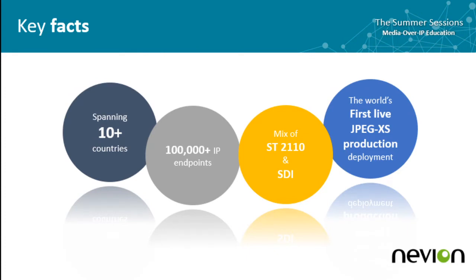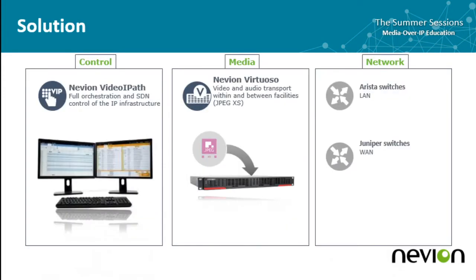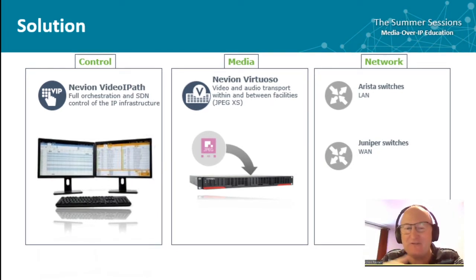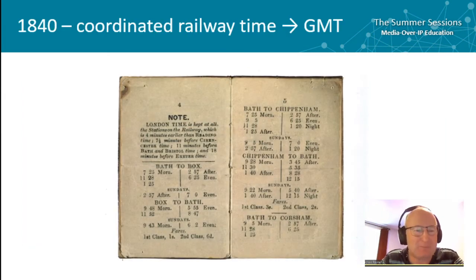So some other things about this deployment: it's over 10 countries involved. As you've already seen from one of my other slides, there's a large number of endpoints that we need to connect. And I think it's a world first in terms of the application of JPEG XS compression. So looking at the actual solution, our video iPath system is what we have been using to do the orchestration of all of the connectivity there. There's a lot of gatewaying of video and audio between the facilities with the JPEG XS compression, and then a couple of different vendors of IP fabrics to facilitate the local area and wide area connectivity. So that's, if you like, the building blocks.